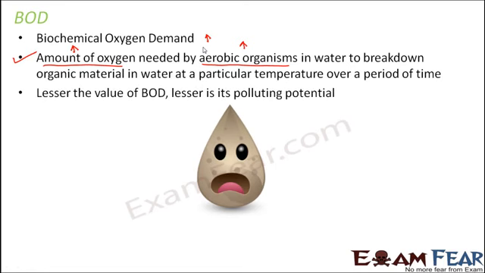So here there is a very simple and direct relationship: the lesser the value of BOD, the lesser is its polluting potential. So we have to ensure that the value of BOD reduces to a very large extent, because when the value of BOD reduces greatly, the polluting potential of the sewage also reduces greatly, and that is where we stop the secondary treatment and we say that okay, the sewage is properly treated.